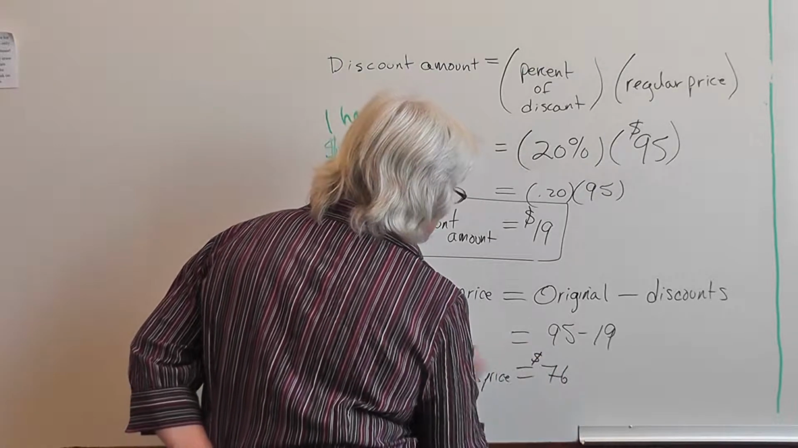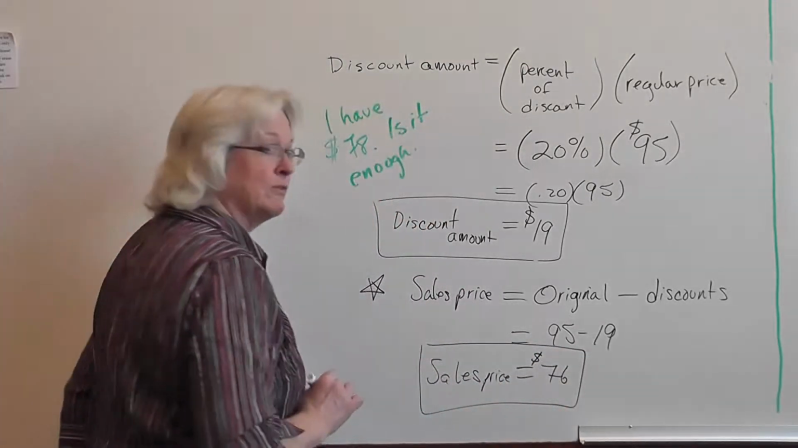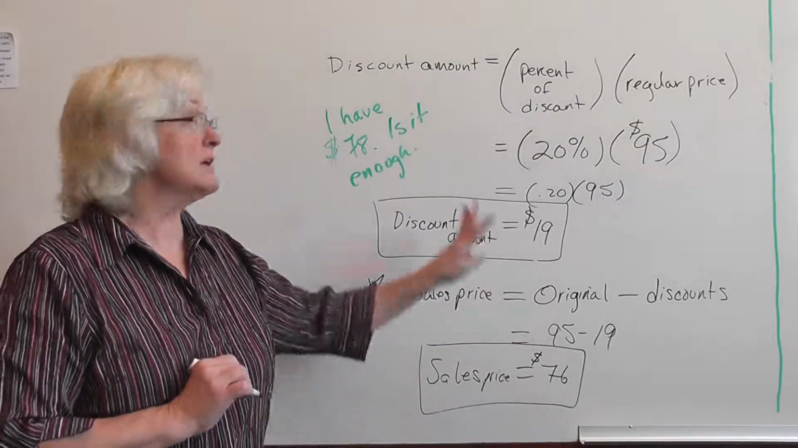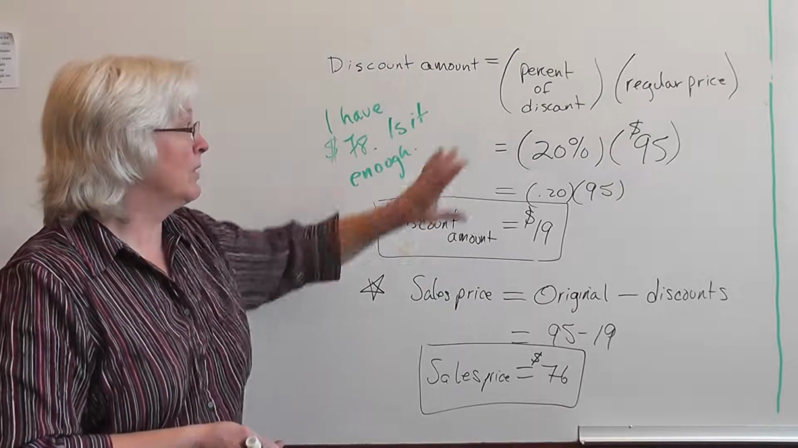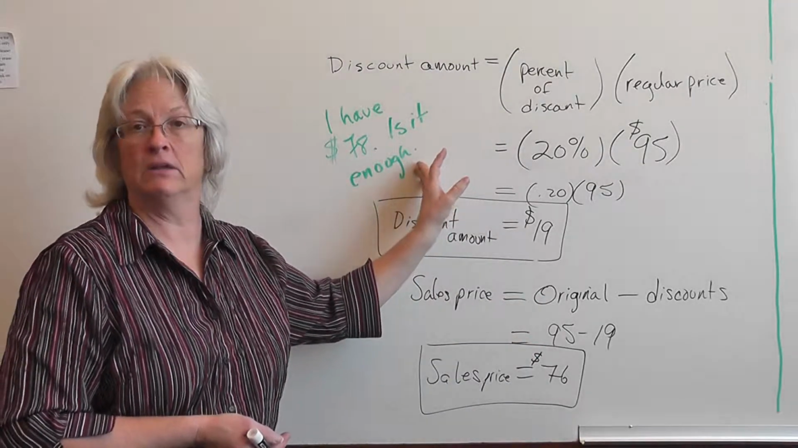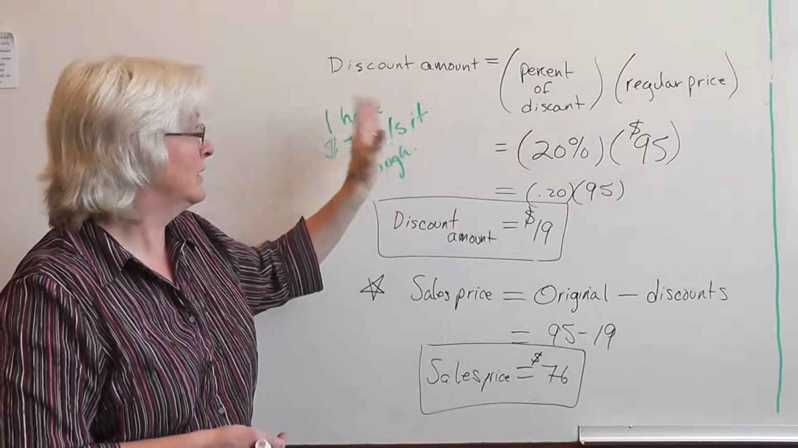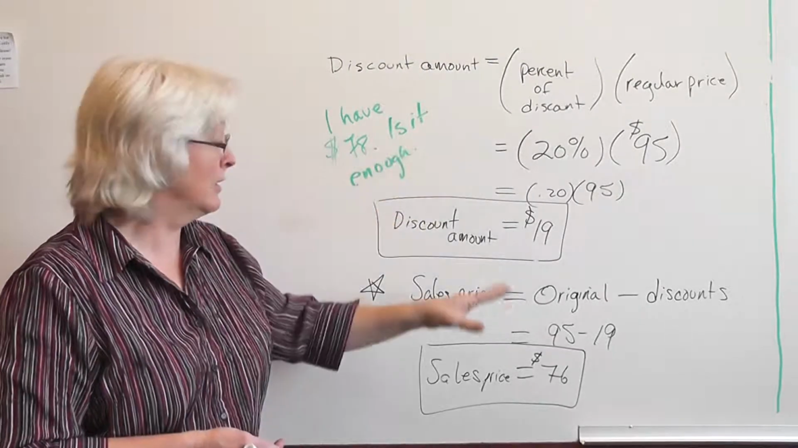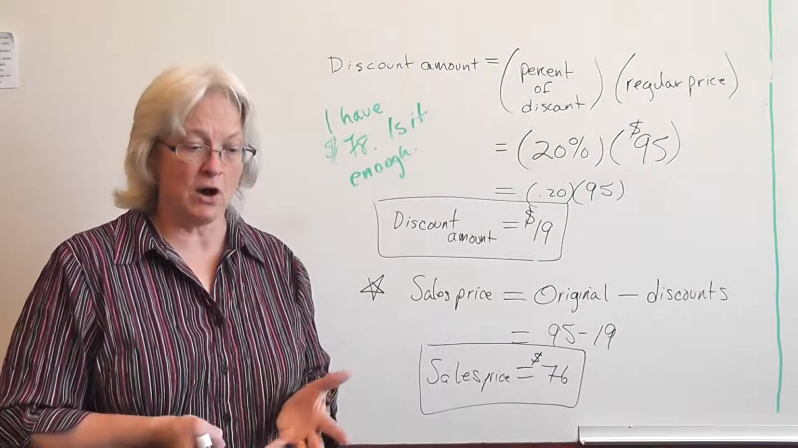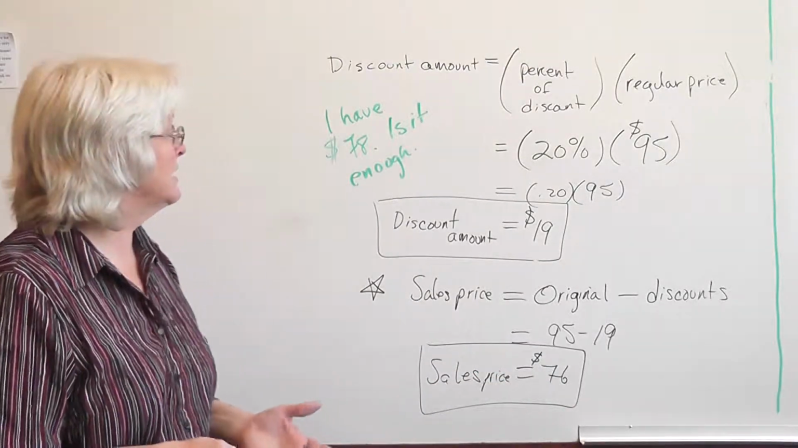$76. So yes, if you had saved $78 for this particular backpack, when it went on sale at 20% off, you had enough money. You had enough money to give somebody an offering or to buy a Coke because you had $2 more than you needed. That's all discount and sale price is.